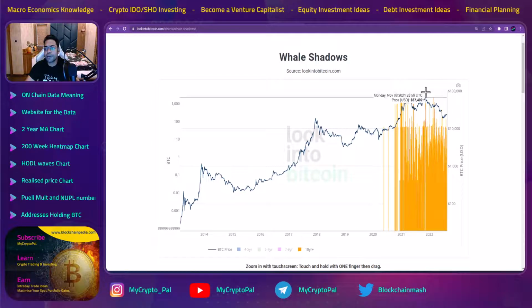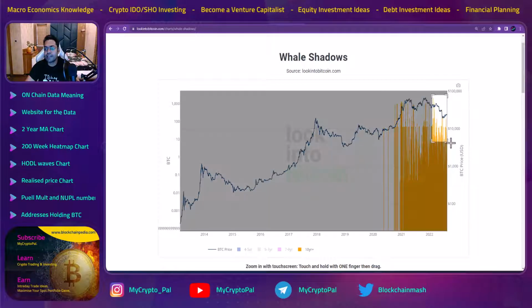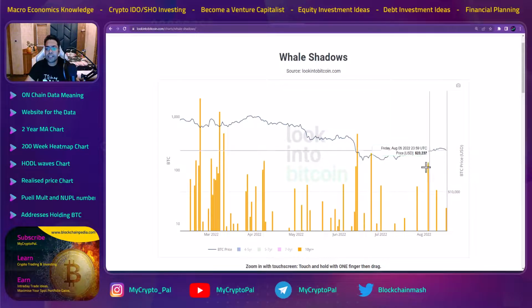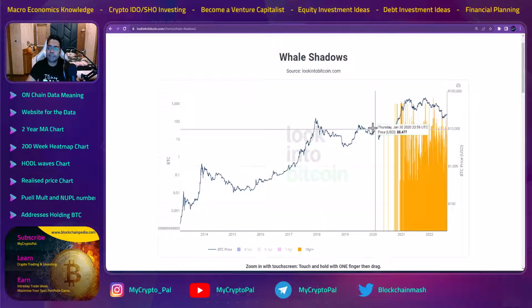Now, if you zoom in over here, you can see on a daily basis, whenever the price is changing, is there any whale shadow over here? That means people who have been holding Bitcoin for over 10 years and have not touched it, are they moving Bitcoin in and out of any address or exchange or wallet? So this basically tracks that. Now that can be for several reasons.